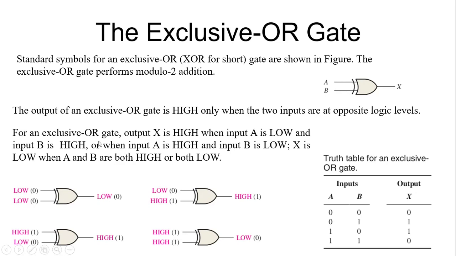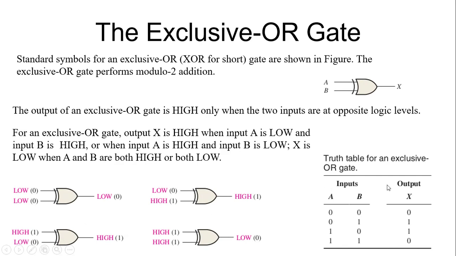The operation of an exclusive OR gate can be stated as: the output X is high when input A is low and input B is high, or when input A is high and input B is low. X is low when A and B are both high or both low. So look at these two cases: inputs are at the same logic, so the output is low. If the two inputs are at different logic, meaning one is 0 and the other is 1, the output is high.